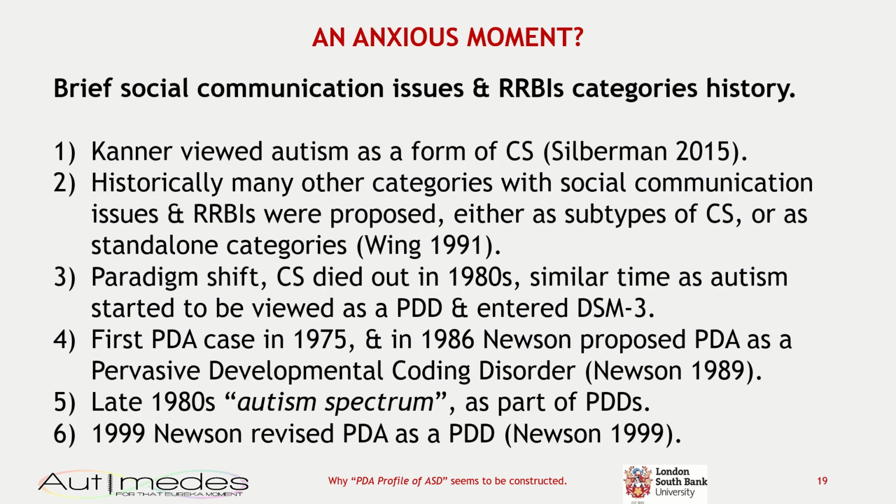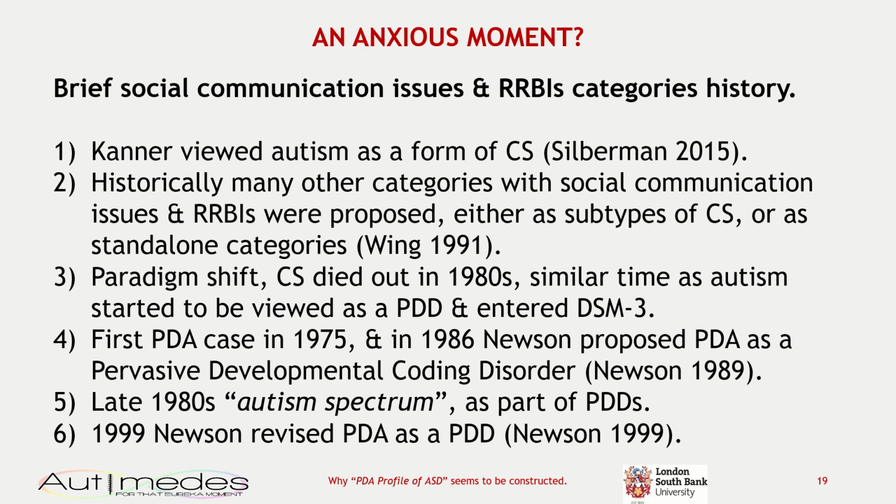So yeah, I'm going to go back more broadly to a very brief overview of the histories of categories which have social communication issues and restricted, repetitive behaviours and interests. For a large part of the 20th century, the categories that had social communication issues and restricted, repetitive behaviours and interests were seen as a form of childhood psychosis, particularly childhood schizophrenia. And at the time when Leo Kanner first proposed autism, he folded autism within childhood schizophrenia.